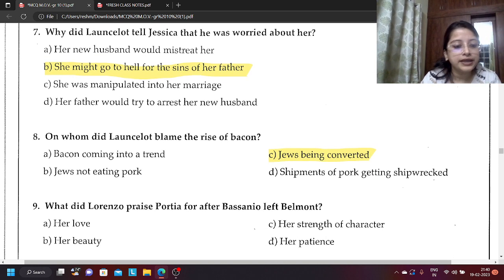Okay. Number 9. What did Lorenzo praise Portia for after Bassanio left Belmont? He said certain things to Portia, no? So what did he praise actually? Her love? No. Her beauty? No. Her patience? Of course not. Her strength of character. It will be option number C.